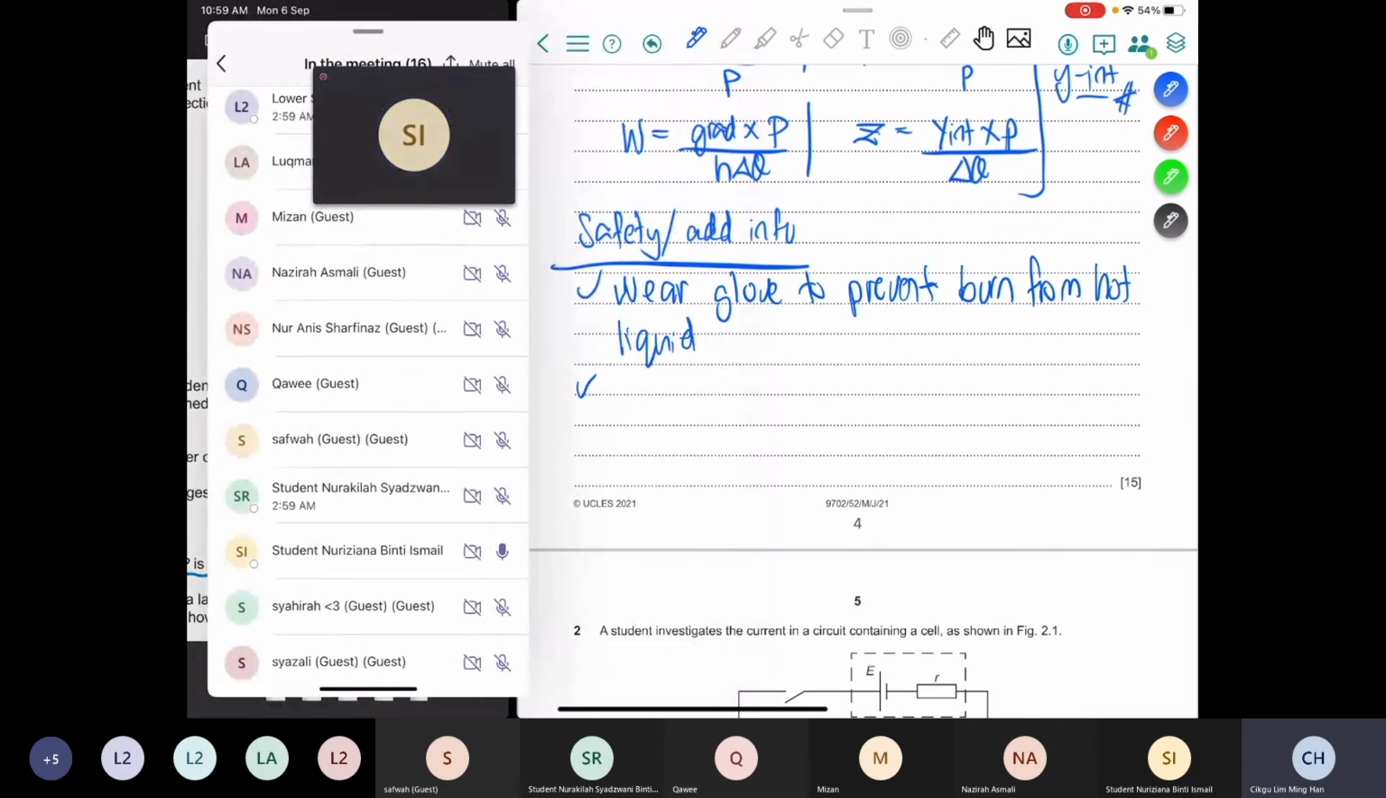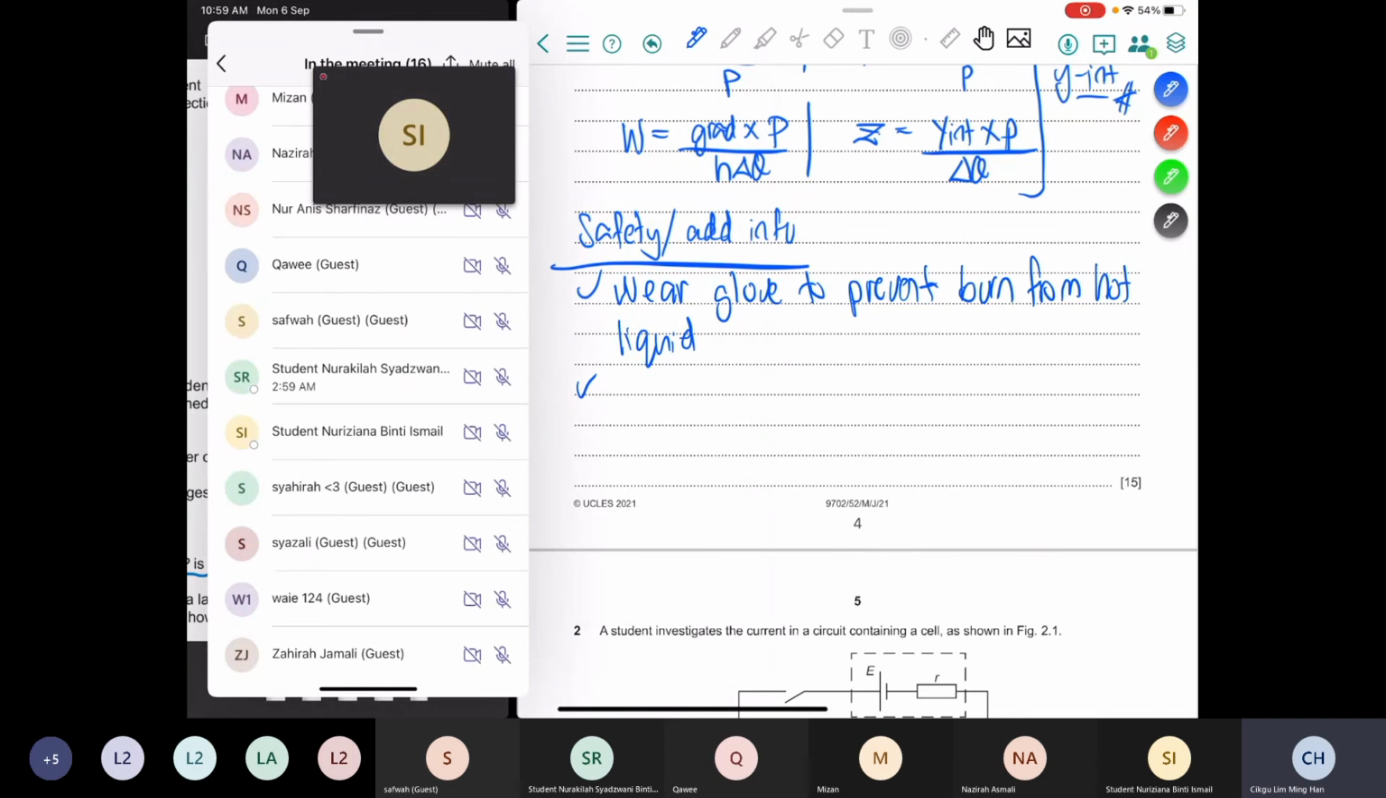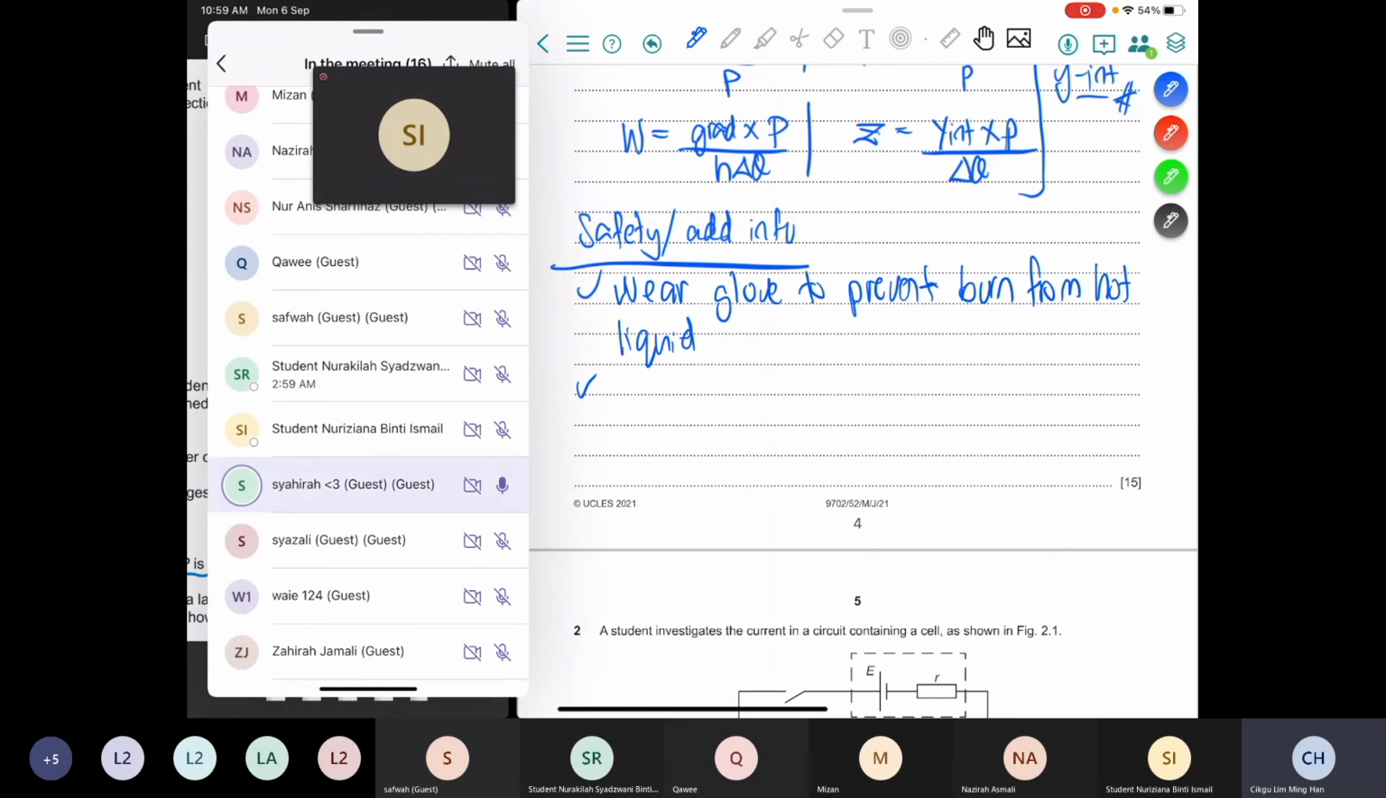What about the next one? We have Shahira. Yes, wear safety goggles so that it doesn't get into the eyes. With hot water, safety goggles are normally not recommended here. You can try, just try. Use safety goggles. Thank you. Yeah, goggles.